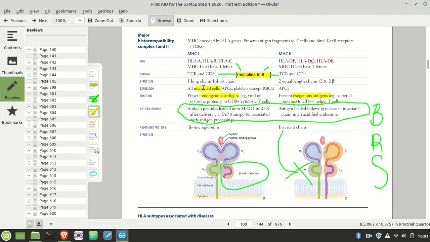All nucleated cells except red blood cells for MHC1, antigen presenting cells for MHC2. And everything multiplies to 8. You will get at the very least one question on your Step 1 exam from this page. Know it all. Just from this half page, you'll get at least one question.